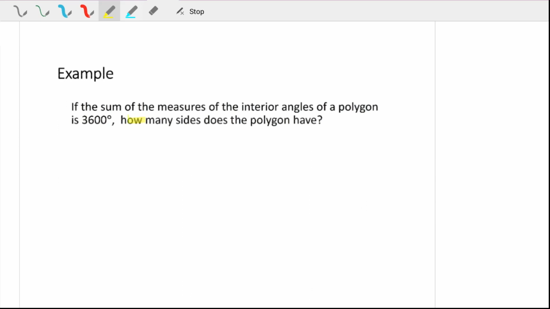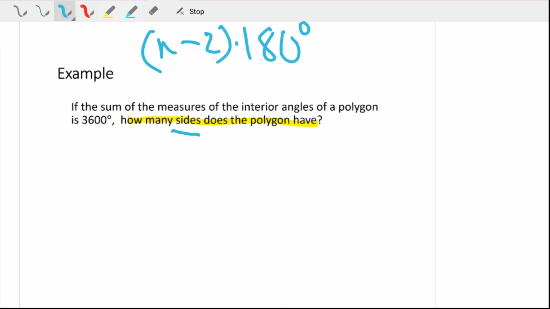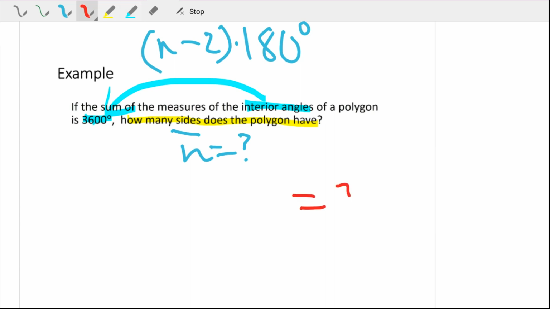Just reading the question, you have to understand what you're looking for. That part right there tells us what we're looking for. How many sides does the polygon have? So based off of this equation, we actually don't know what n is equal to. So that's what we need to figure out. We're kind of working a little bit backwards. So let's pay attention to what we do have. I have this number here, 3,600 degrees. And if you read the problem, that's the sum of the interior angles. So it gave us the answer to start with. And now this is what we need to figure out.